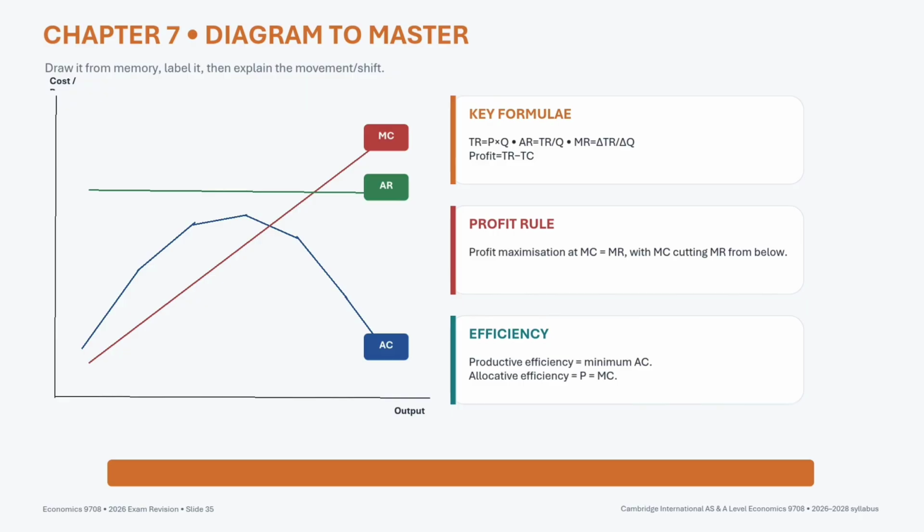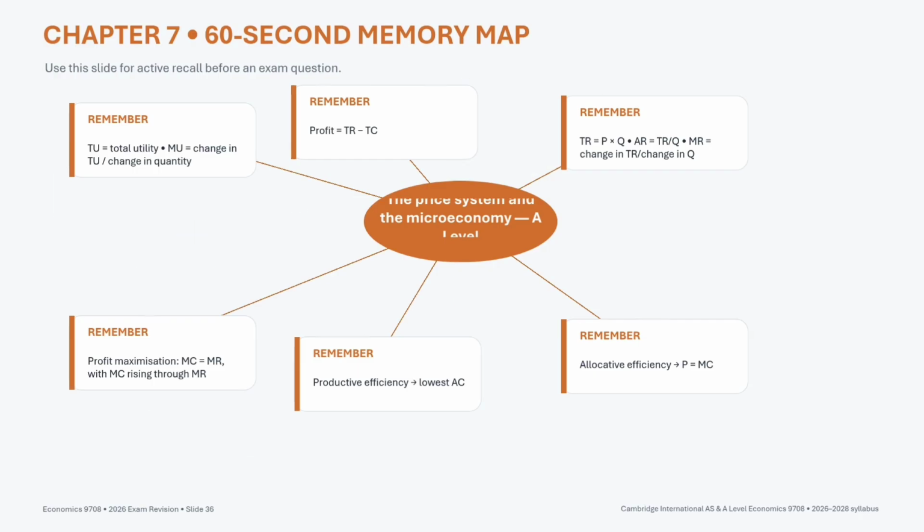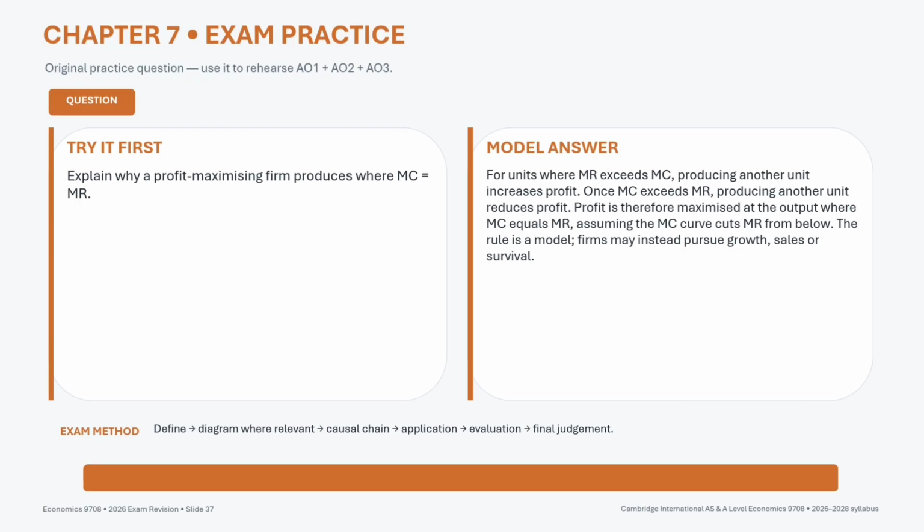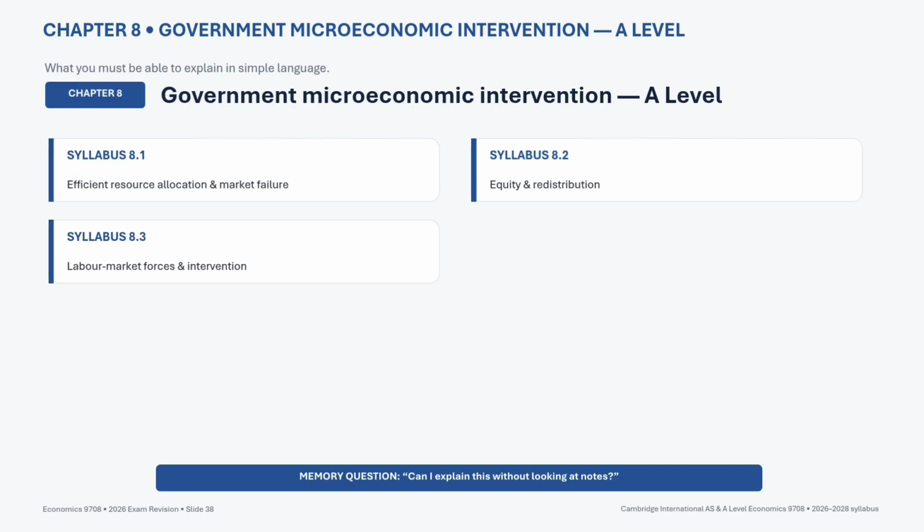You need to focus on utility, marginal utility, allocative efficiency, productive efficiency, fixed costs, variable costs, marginal costs, normal profit, supernormal profit, economies of scale. The mind map gives you the focus on this chapter, so follow it, and then you have the model answer question to practice. Chapter 8 is about government microeconomic intervention.